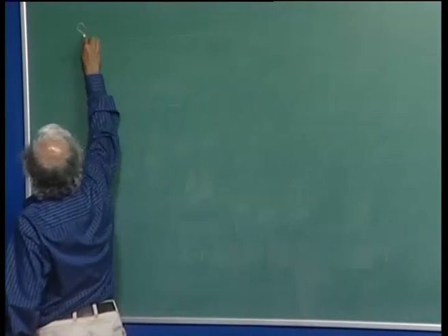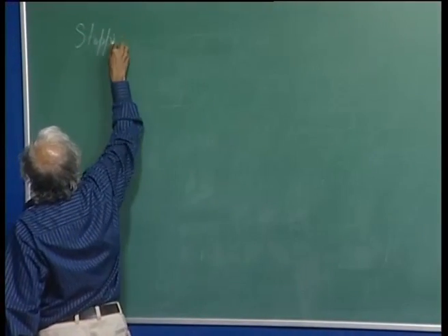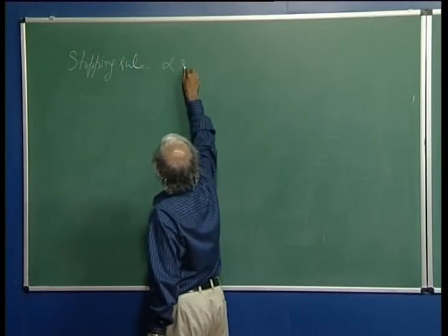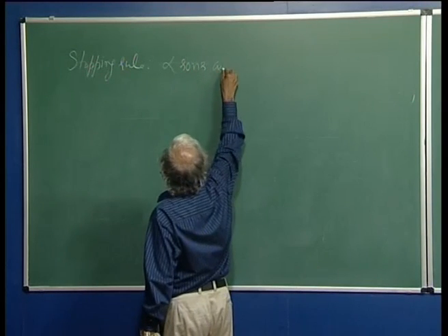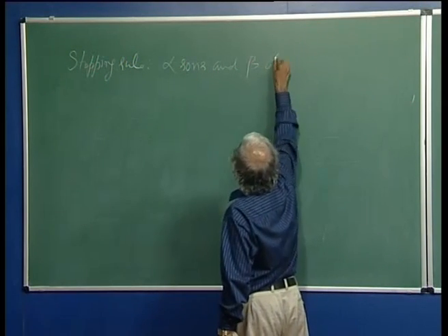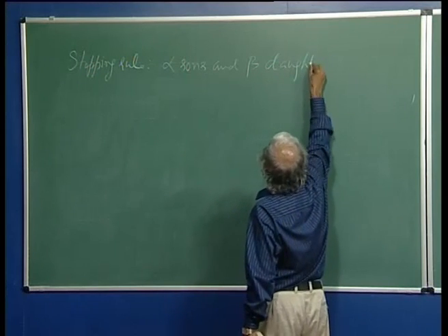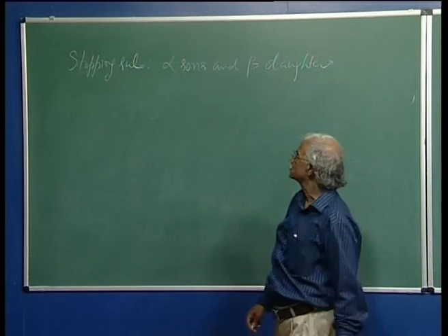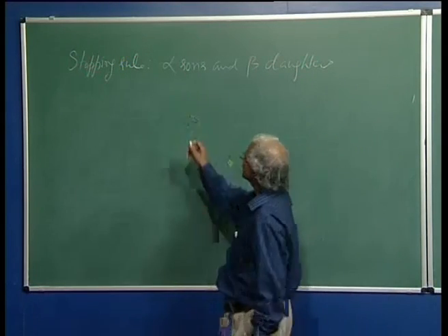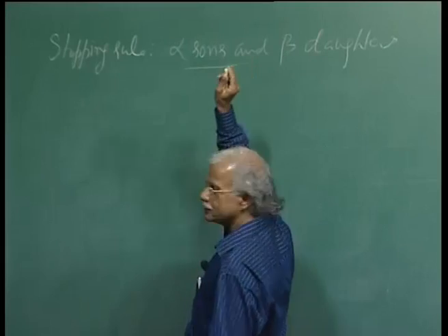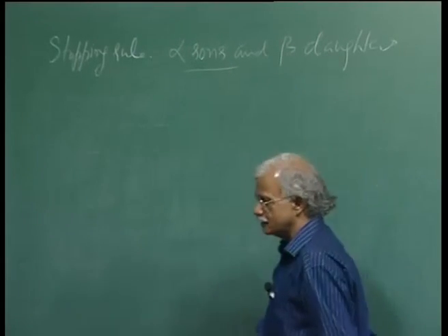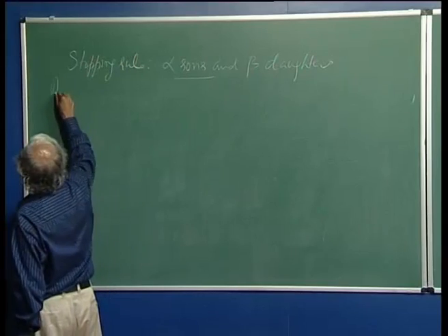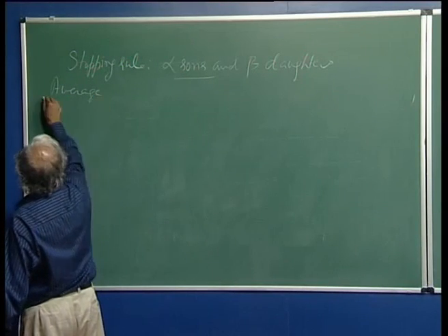So, I am saying let the stopping rule be alpha sons and beta daughters, that a couple will stop producing children once they have had alpha sons and beta daughters. And I want to know that with this stopping rule, what will be the average family size?